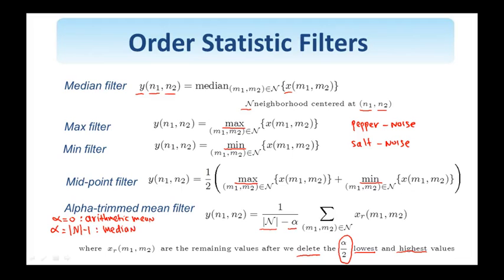For the other values of alpha, we obtain filters which are useful for situations that involve multiple types of noise, such as a combination of salt and pepper and Gaussian noise.